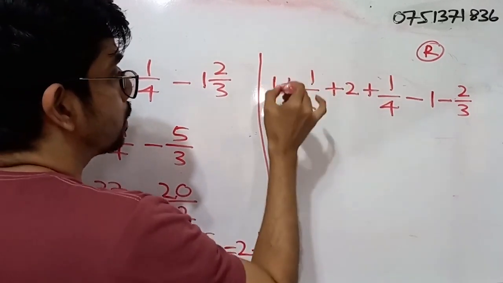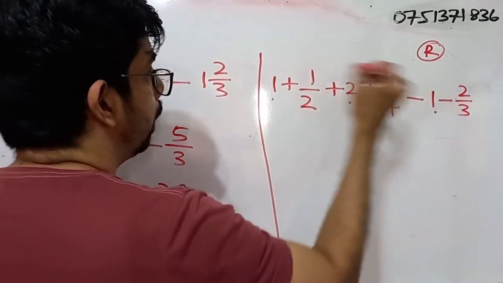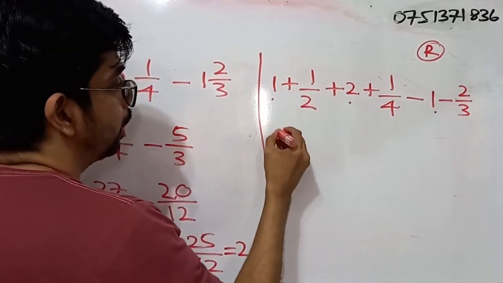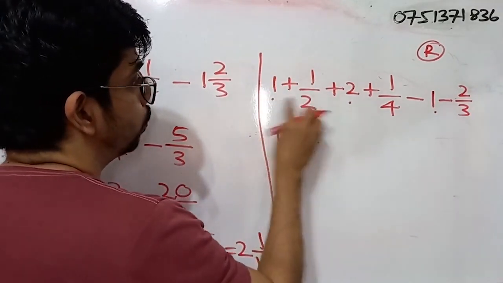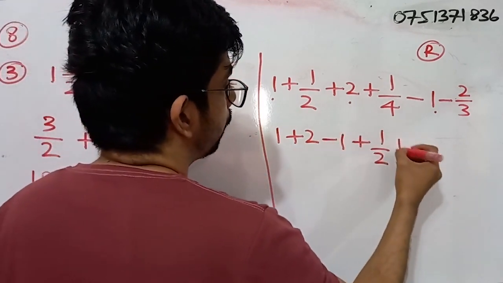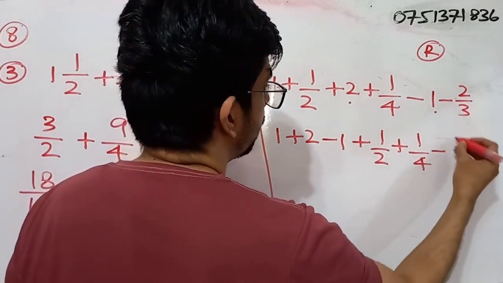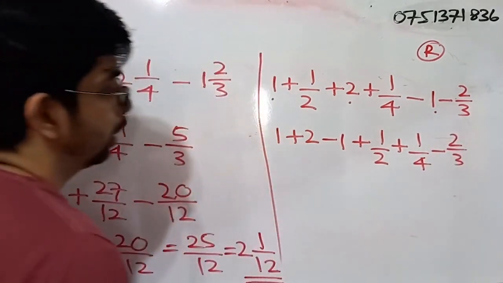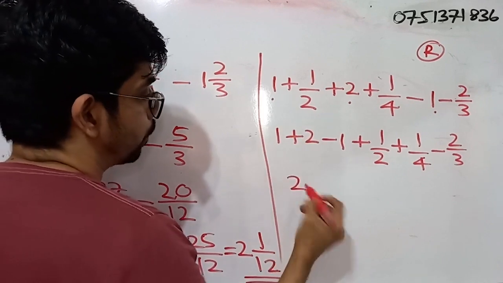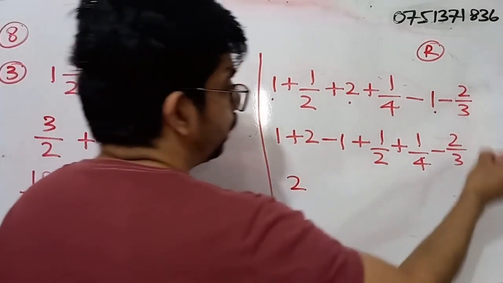Now 1 plus 3. Take the whole number parts. 1, 2 and 1. So here, I'll simply rewrite this. So it will be clear for you. 1 plus 2 minus 1 plus half plus 1 by 4 minus 2 by 3. So here the outcome will be what? A positive 2.